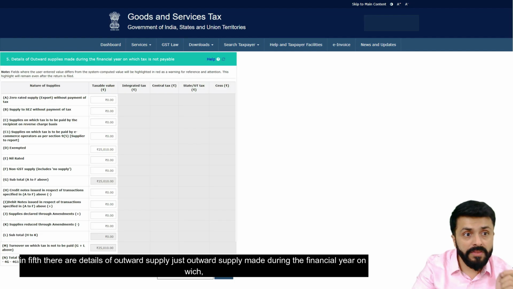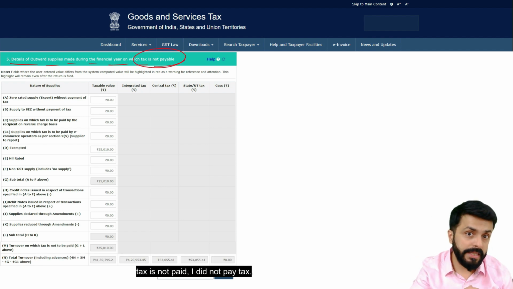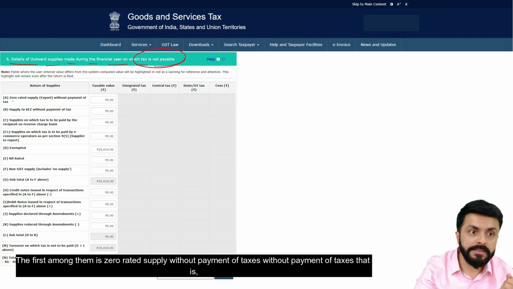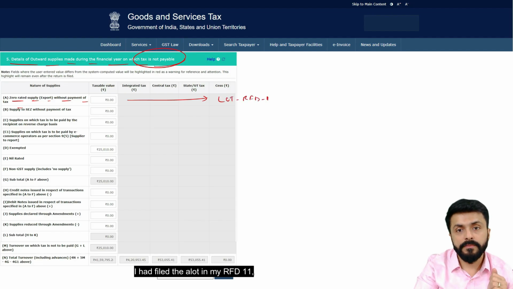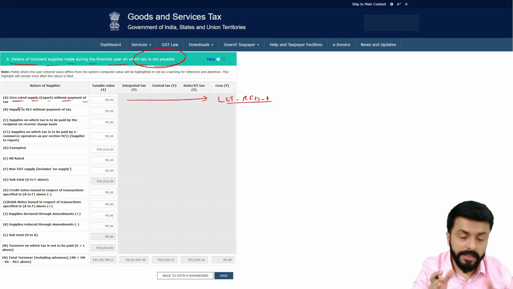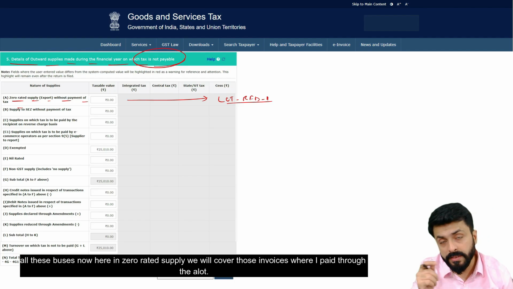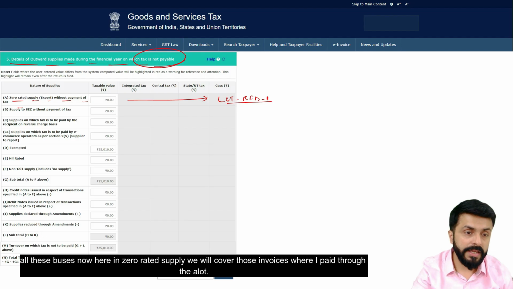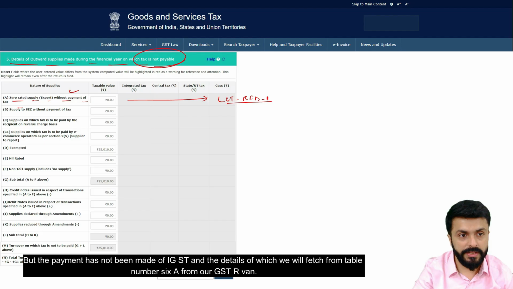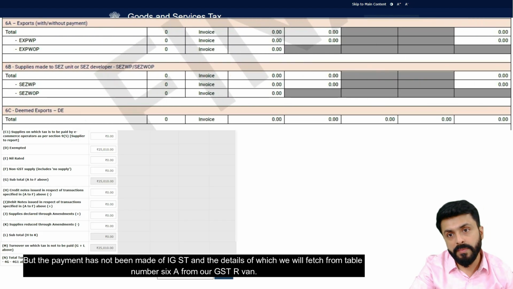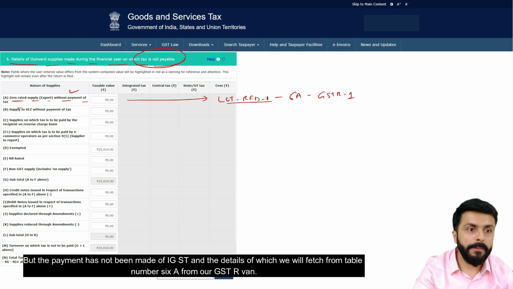In fifth, there are details of outward supply, just outward supply made during the financial year on which tax is not paid. I did not pay tax. The first among them is zero rated supply without payment of taxes, that is, where I had filed the LUT in my RFD 11. Just now we had understood the concept. Here in zero rated supply, we will cover those invoices which were exported, but the payment of IGST has not been made, and the details of which we will fetch from table number 6A from our GSTR-9.